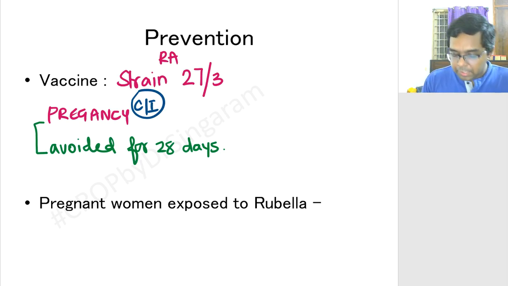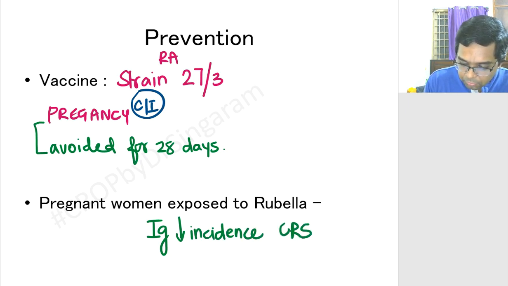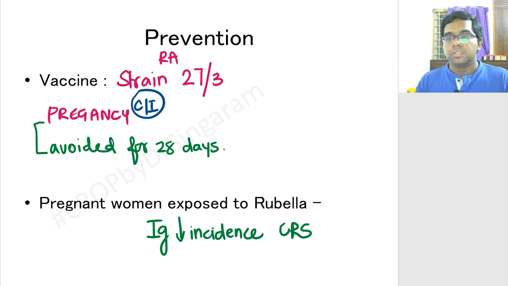What can be done? It has been found that the rubella immunoglobulin decreases the incidence of congenital rubella syndrome, but it has not been found to eliminate the risk of congenital rubella syndrome. That means what? Even if you give rubella immunoglobulin, still the baby can get the congenital rubella syndrome. Okay, so it is not foolproof that giving immunoglobulin against rubella following exposure will altogether prevent congenital rubella syndrome. It may only decrease the risk. This point needs to be remembered. So that is all about congenital rubella syndrome.